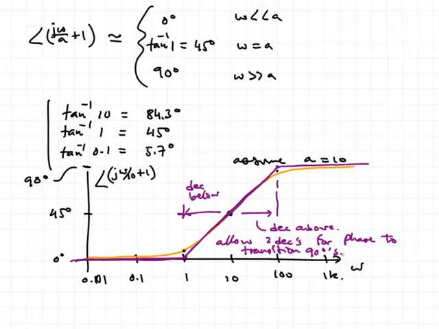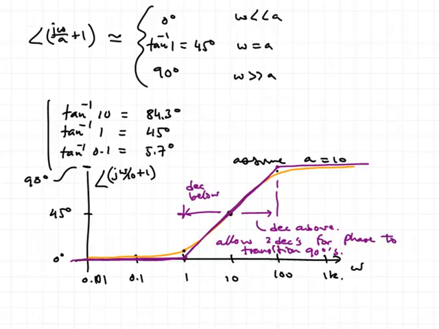This would be the same if we were going from 90 to 0, or from 0 to minus 90. If we're doing a transition of 90 degrees, we're going to allow 2 decades, 1 decade above the corner frequency, 1 decade below, and right at the corner frequency, or that root frequency, will be halfway between the transition. So that's how we construct a phase plot.